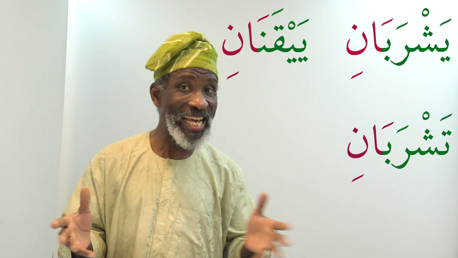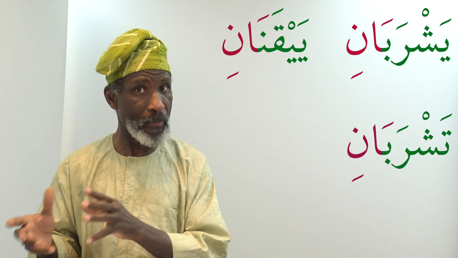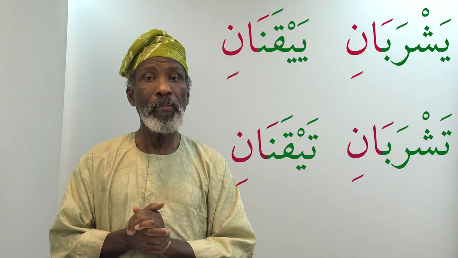They, even two men, drink or drinking become yashrabani. Any ending. Yashrabani. For female, two women drink or drinking, tashrabani. In the yayqanu verb, the female, the male, two of them, they say yayqanani. So yashrabani, yayqanani. Tashrabani for female, tayqanani. Same ending.